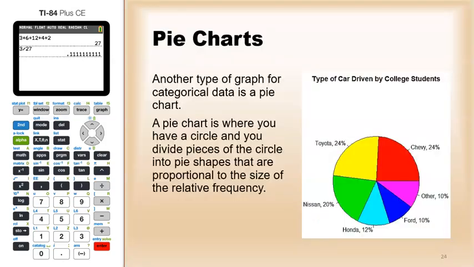All right, pie charts. That's another type of graph you can do for categorical data. Basically, you have a circle and you cut it into pie pieces, where the area of that pie piece should match up with the percent of the category. So these are built off of relative frequencies.